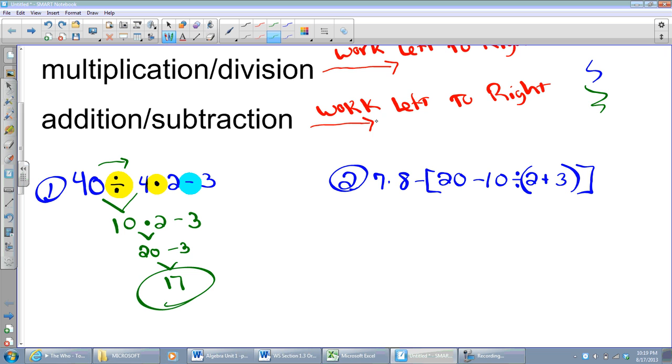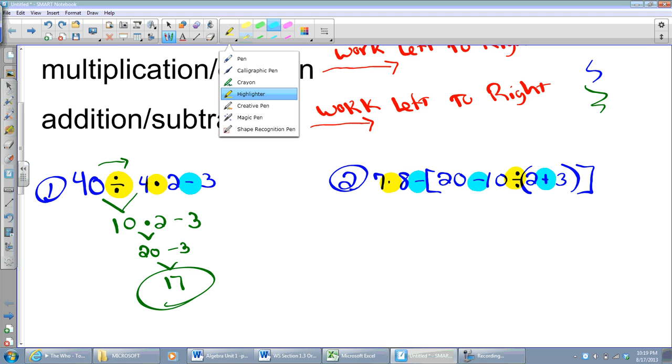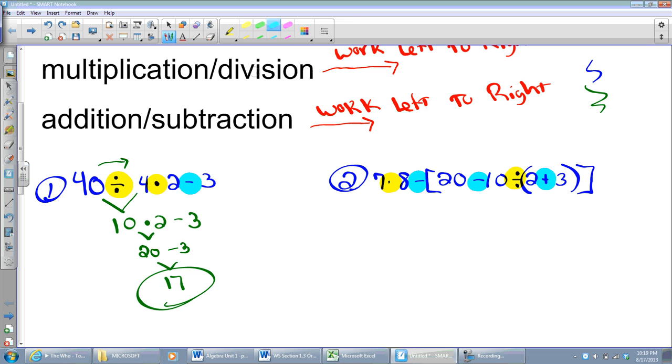Okay, now over here on problem number 2, a very similar type problem. Let's see here. Looks like I have some multiplication right there. There's a division symbol there. Looks like I have subtraction and addition. And notice I did the multiplication and division in the same color, and I did the addition and subtraction in the same color. Okay, now, before I actually do anything, I have to look inside my parentheses.